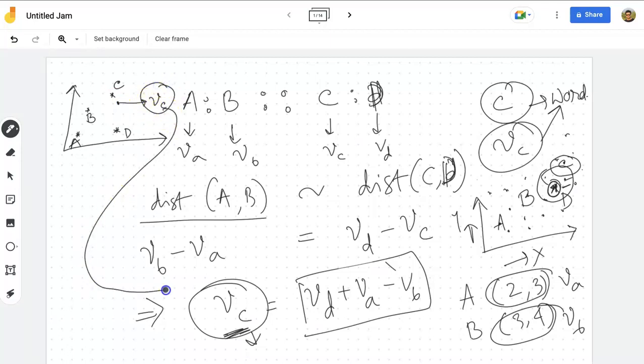Okay, so suppose this is BC. Now how do I find it? If in our vocab there are maybe 26 words, A to Z, each one of them will have corresponding embeddings, some X_i, Y_i. So each of them has some embedding. Now I know VC.